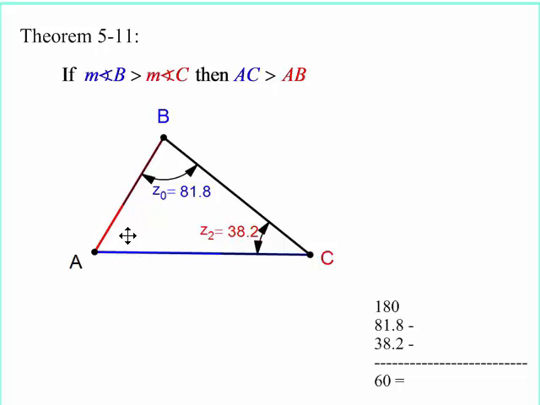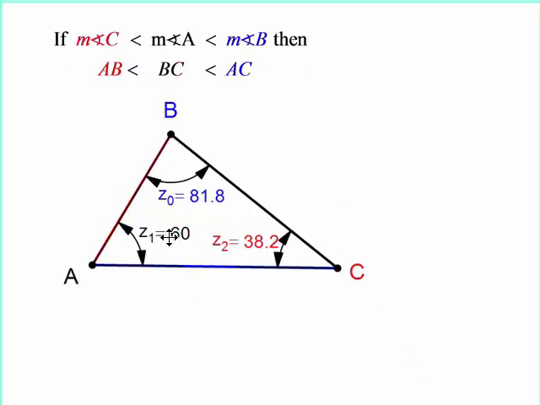Now, this missing side, we can figure that out, because if you take these two and add them up and subtract them from 180, then, let's go to the next page, then that missing side is 60. Well, now we can pull it all together then.